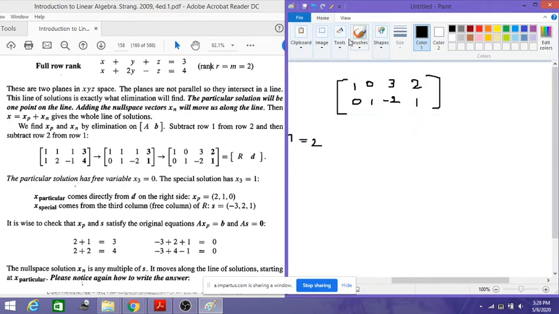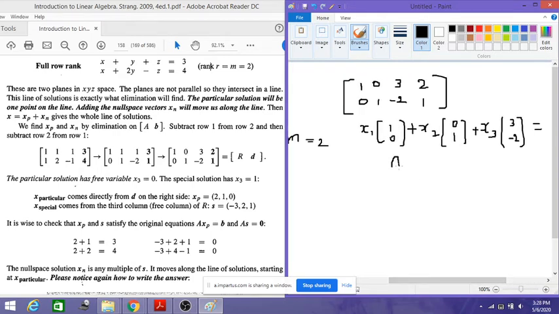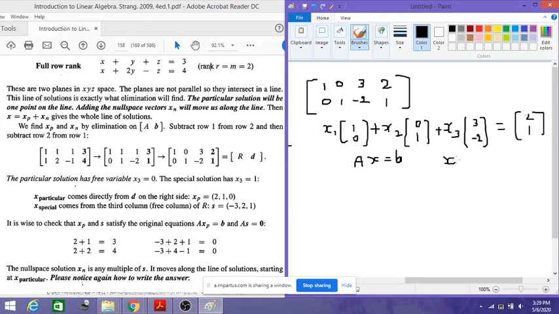So how do you find the particular solution? If you write this in vector form, it is x1 times 1, 0 plus x2 times 0, 1, whereas the third column is the free column here, so x3 times 3 and minus 2, which is equal to 2 and 1. For a particular solution, we know it is of the form Ax equal to b. In that case, the free variables are set to 0. It means we make x3 equal to 0. When we make x3 equal to 0, this column vanishes. So now what is the particular solution that we get? We get xp equal to 2, 1, so x1 is 2, x2 is 1 and x3 is 0.